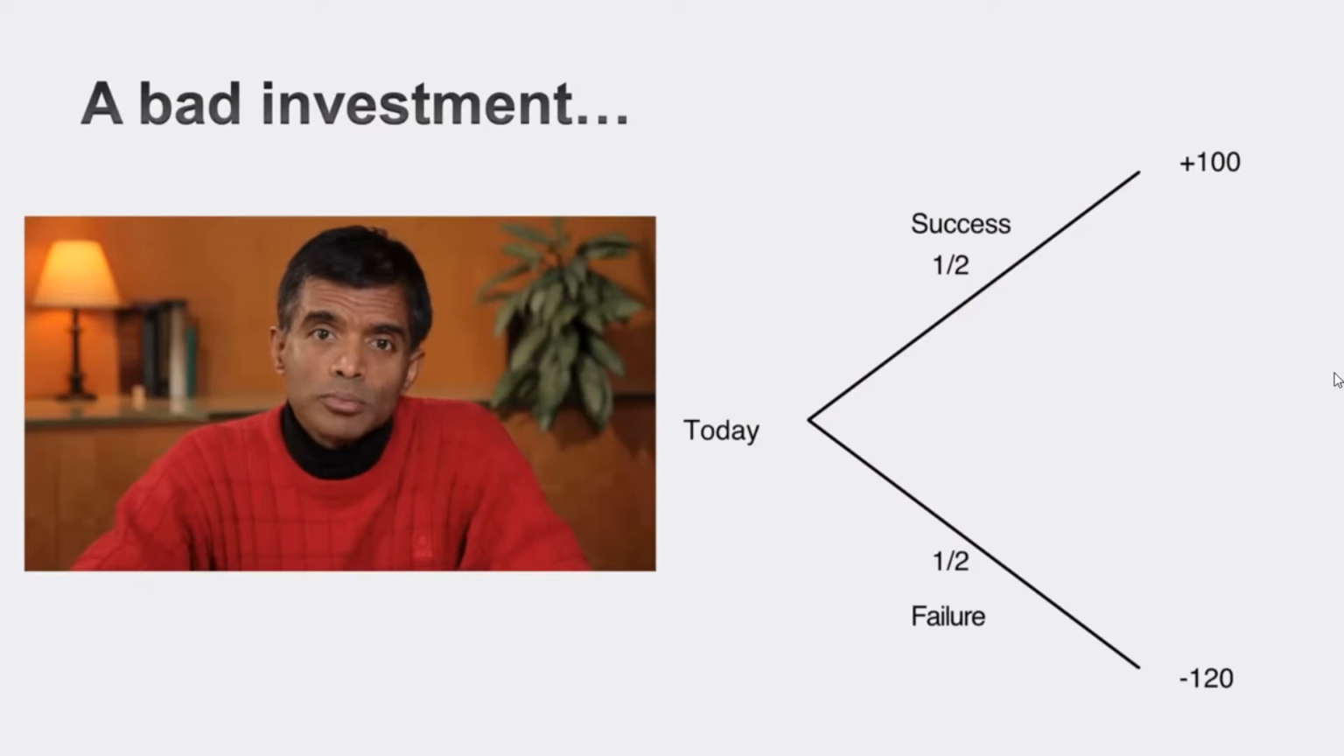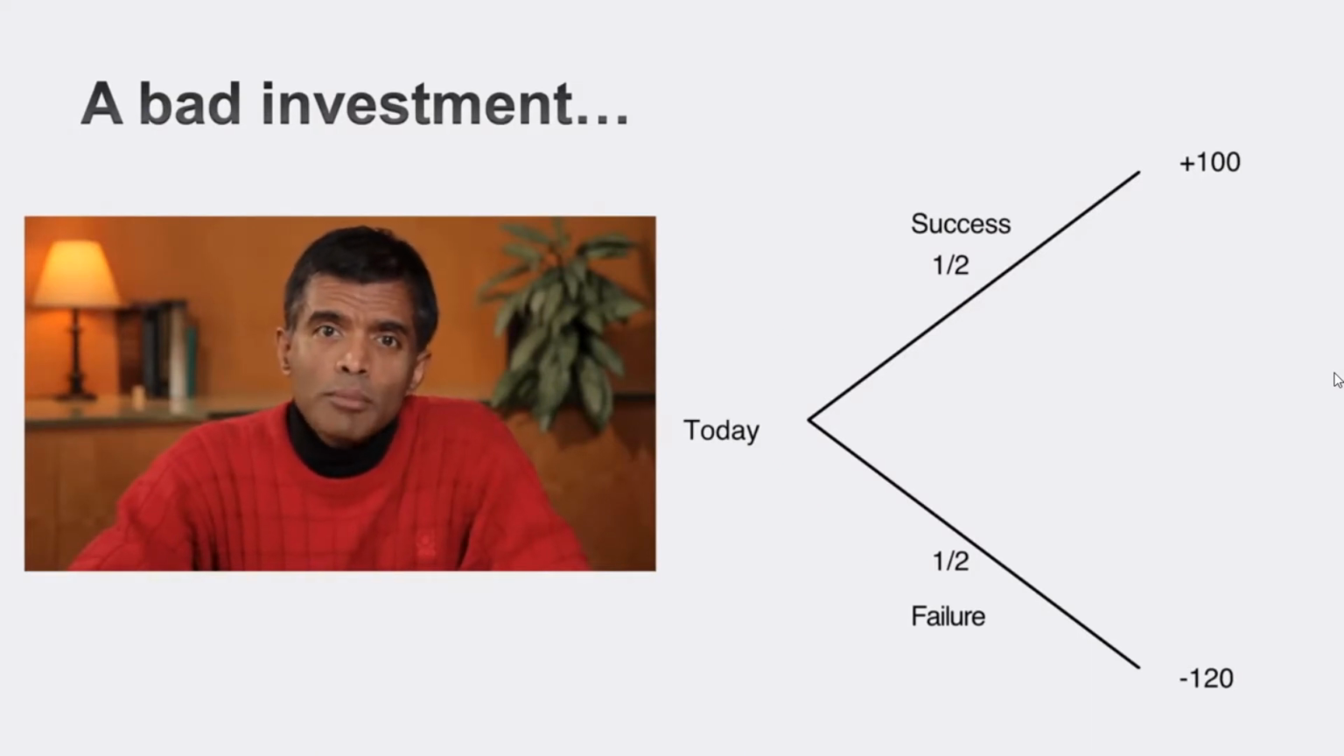To give you an idea of where the value of an option comes from, let me give you a very simple illustration. Let's assume you have an investment where there's a 50% chance you could make 100 million and a 50% chance you could lose 120 million. The expected value of this investment is negative, right? You would not take this investment.